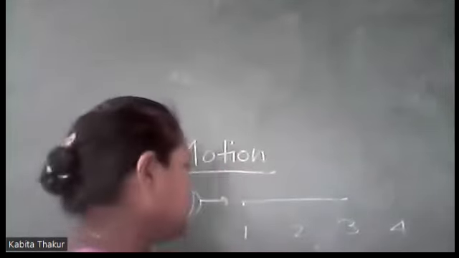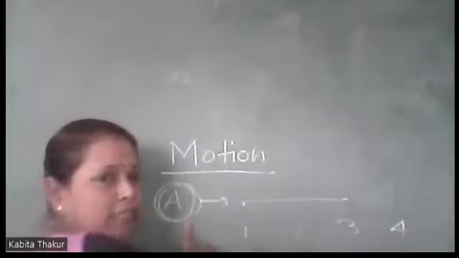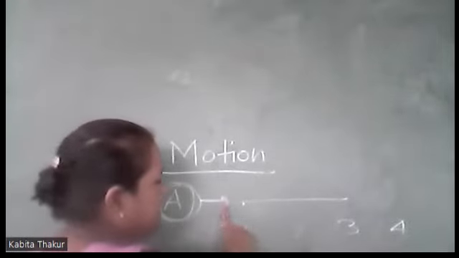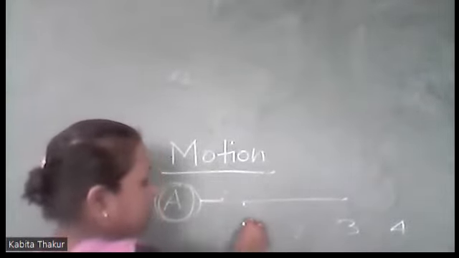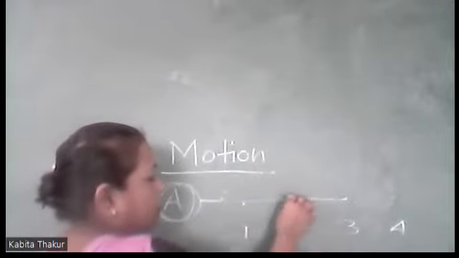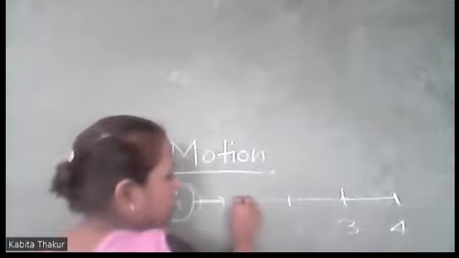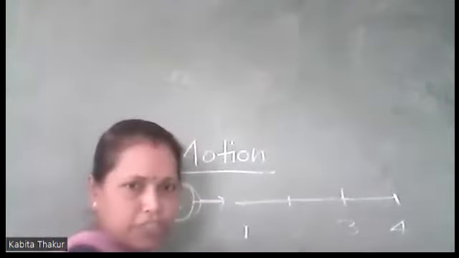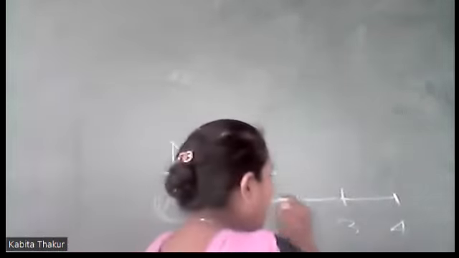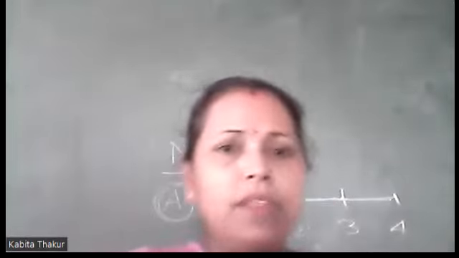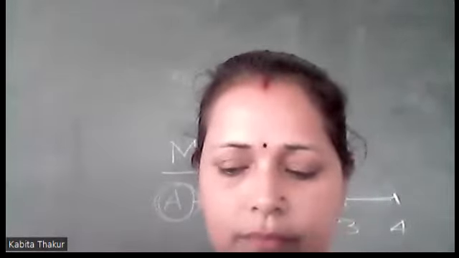If an object, here we are considering that this is our object A, is continuously changing position, suppose we are placing certain points 1, 2, 3 and 4 here, and this is our object. It is continuously moving and changing its position. Now the path that it followed, that is called, what we will say, motion.